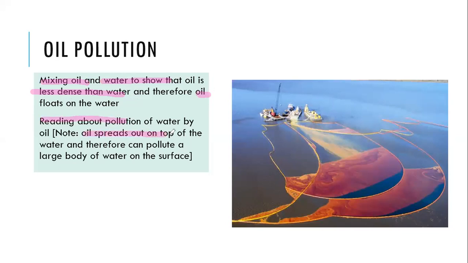Oil spreads under the top of the water and therefore can pollute the large bodies of water. As you can see on the right-hand side, there's a picture. Maybe you cannot see clearly, okay? This is one of the good ones that I can find from the internet. As you can see, this is spilled oil onto the ocean or sea.